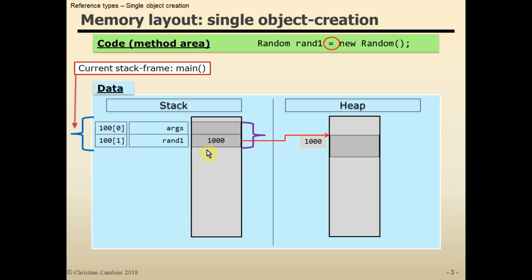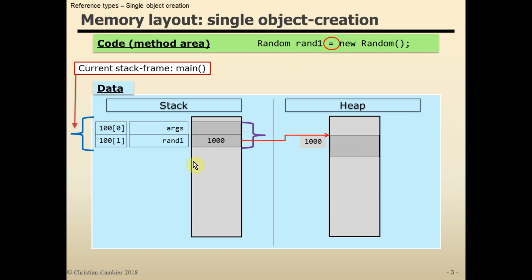Important to note is that a reference variable can only contain the address of an object, or null, as I'll demonstrate in another video. Trying to assign a constant number to a reference variable will result in a compilation error. For instance, assigning an integer with a value of 10 to rand1 will not compile.